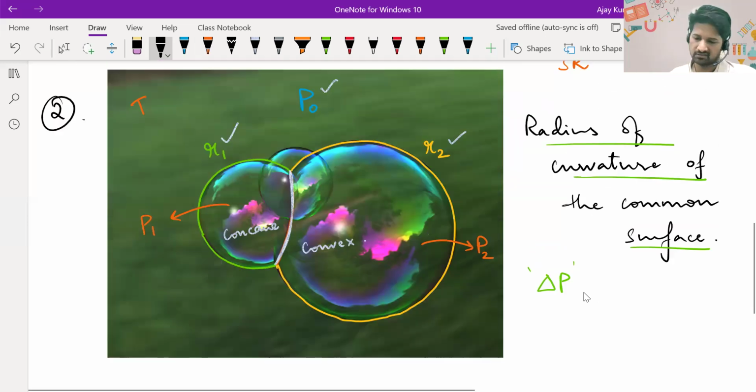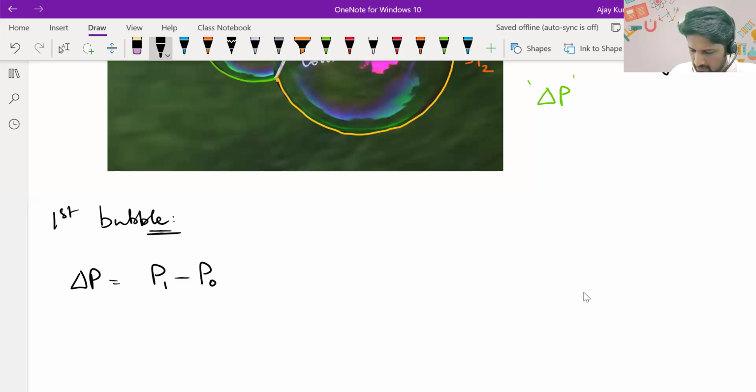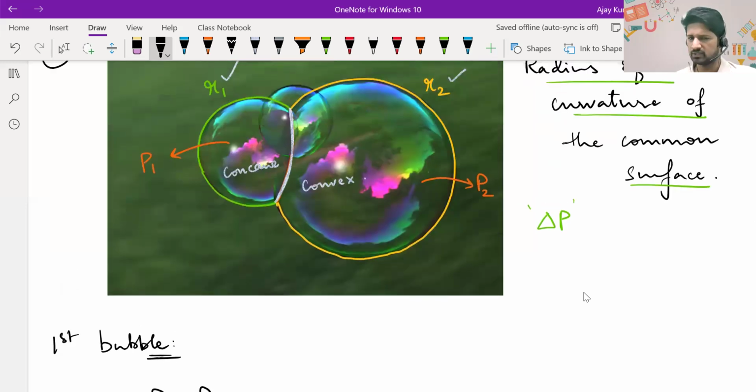Then we'll have to write expressions for P1 and P2. P1 is the pressure inside the first bubble. Pressure outside is P naught. Pressure outside any of these bubbles is P naught. So for the first bubble, excess pressure would be written as P1 minus P naught. Pressure inside the bubble will be greater than pressure outside. So we write the excess pressure as P1 minus P naught.